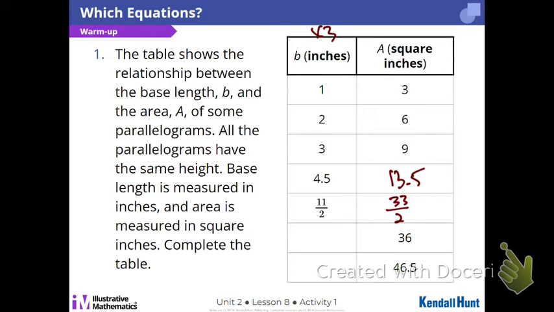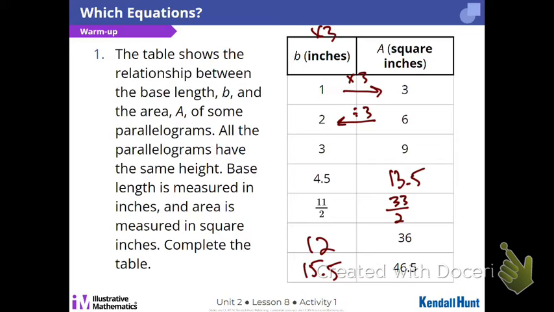How could we go from area then to the inches? Divide by 3. So did we have a 12 and a 15 and a half? Yeah. Okay, so this way, times 3. This way, divide by 3.